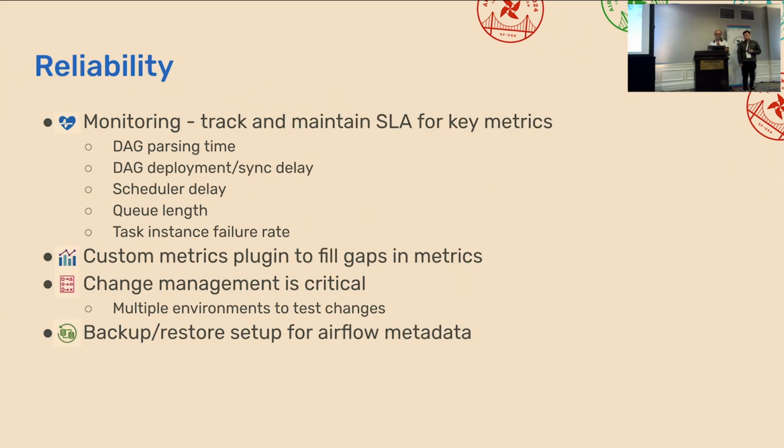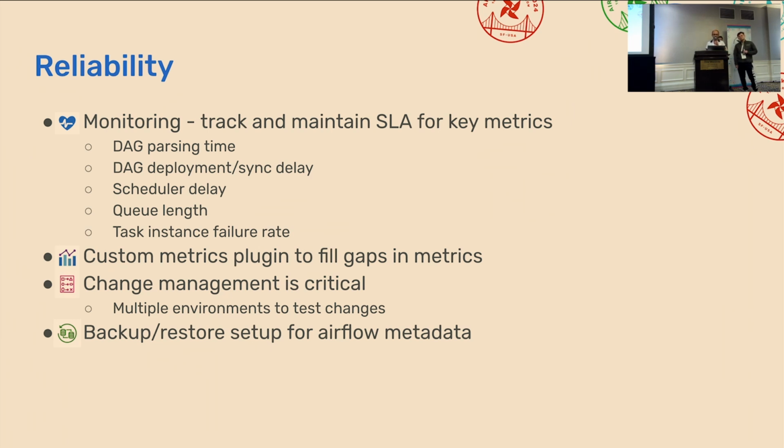Coming to another property we want to maintain is reliability. DAGs have to start on time. They have to run on time. The mechanics we look at are various, but we try to essentially maintain reliability by monitoring a bunch of key metrics: DAG parsing time, deployment time, queue length, task instance failure, and so on.